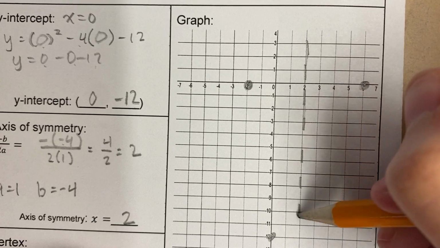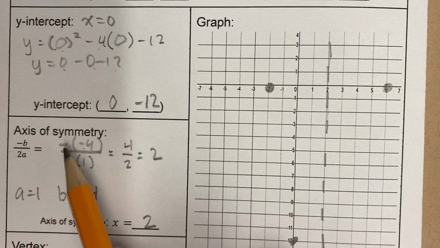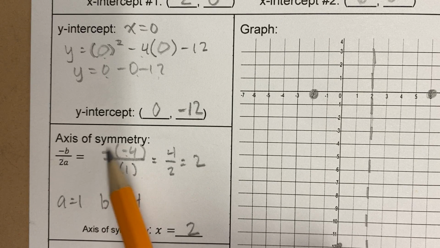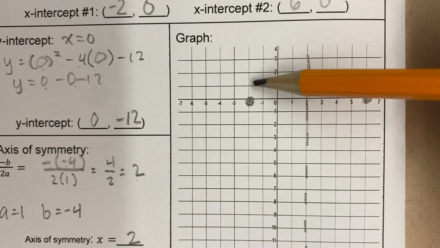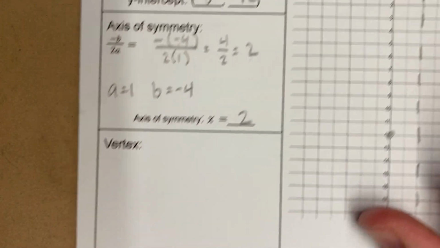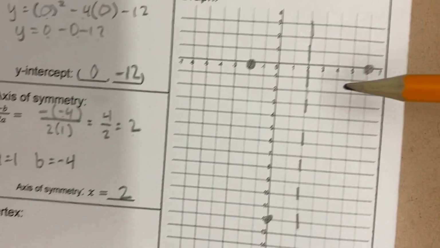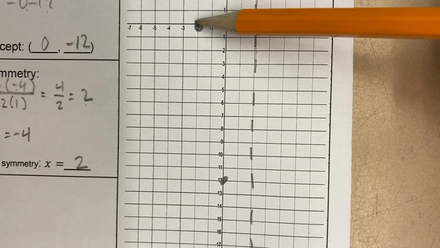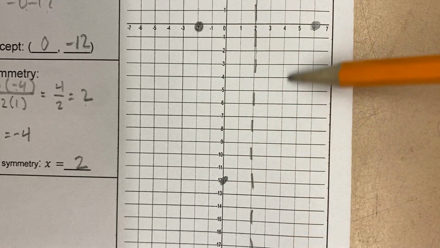The most common mistake to make here is to forget that this is negative 4, and I would have gotten negative 2. And then when I went to graph it, I would have been like, oh, that's not right. That's not down the middle, right? So you can catch your own mistakes. Now, I can visualize my parabola right now. It's going to look something like this.